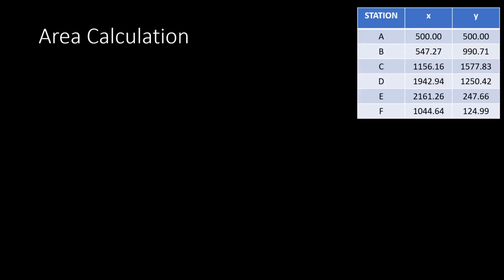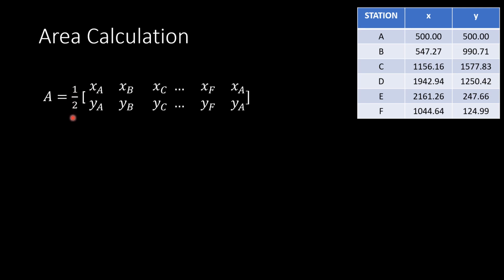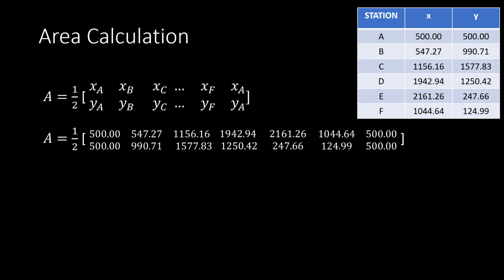Let us now have an example. So for the same tract of land we have considered before, and using the coordinates we calculated earlier, let us compute for the area of the tract. So we have the area equal to 1/2 of the determinant, xA, yA, xB, yB, up to x sub F, yF, and xA, yA. Then we substitute the values. As for xA, yA, 500 and 500, xB, yB, xC, yC, and so on and so forth. Again, last column, coordinates xA and yA.